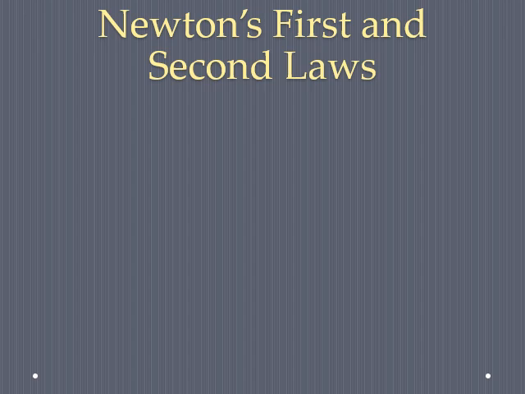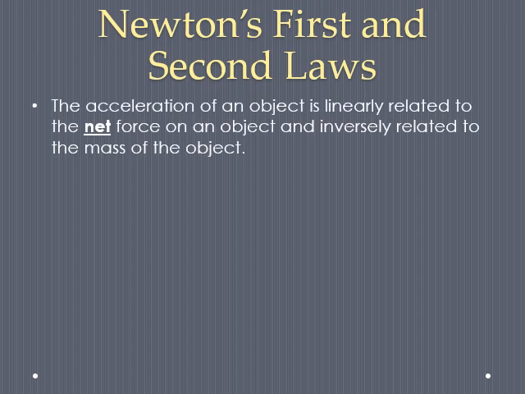So Newton's first and second laws basically explain those last two slides, and they bring together a couple ideas. Idea number one, that the acceleration of an object is linearly related to the net or sigma force on the object, and also that it is inversely related to the mass of the object. So the bigger the force on an object, the more it accelerates, but the bigger the mass of the object, the less it accelerates.